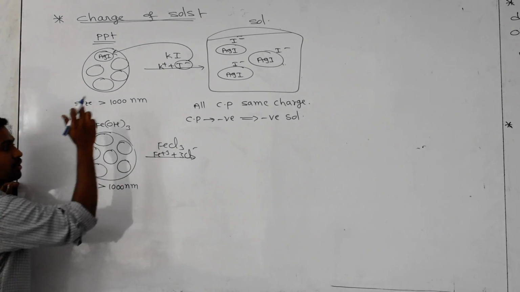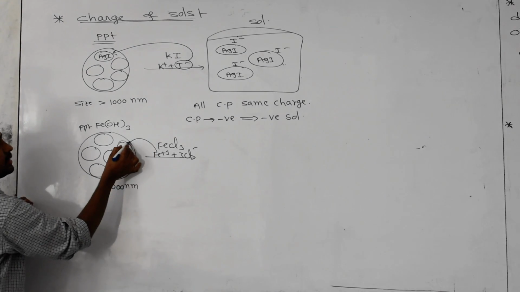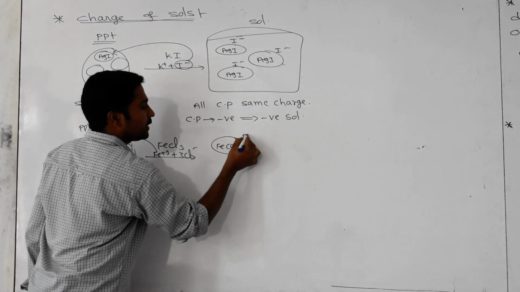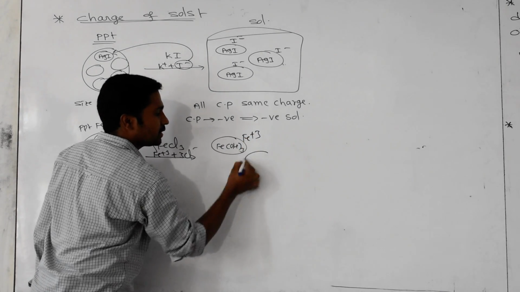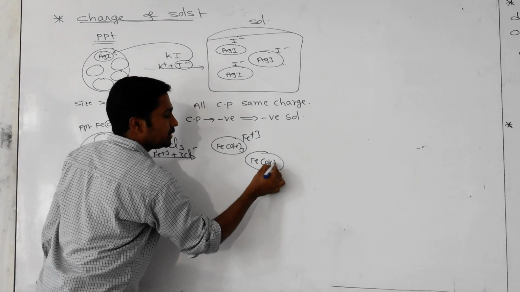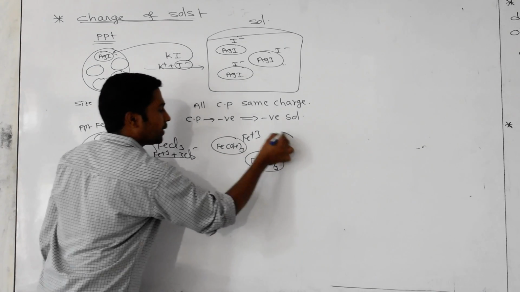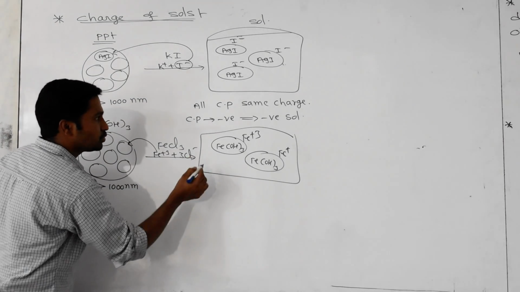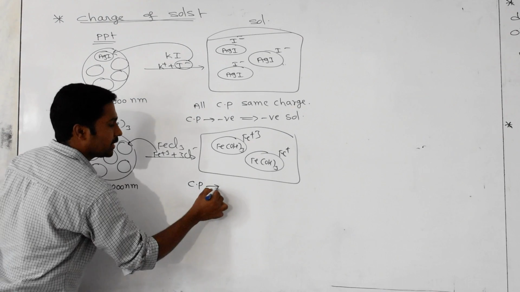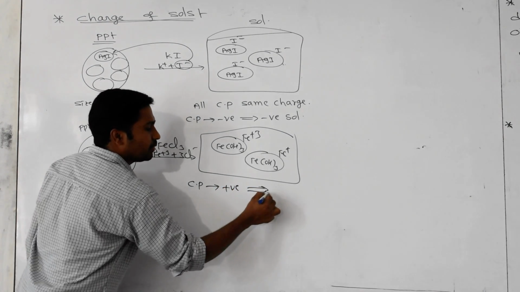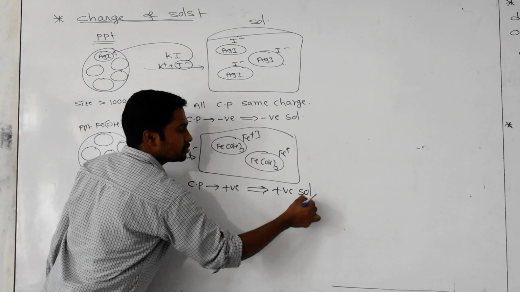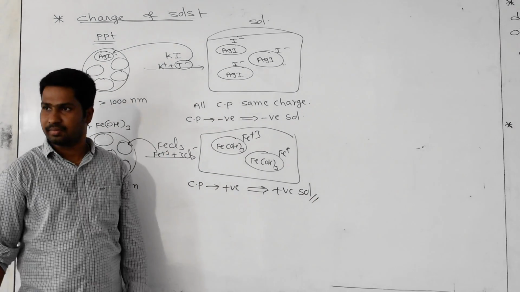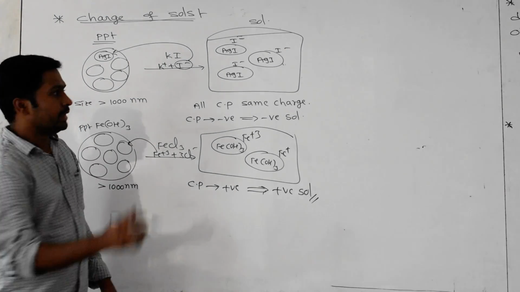Now which ion is sticking here? Fe3+. Yes or no? Like that, on all the Fe(OH)3 particles, Fe3+ ions are sticking on the surface. Then all the colloidal particles carry the same positive charge. That's why, if colloidal particles carry a positive charge, we call it a positively charged sol. There are no neutral sols. I already gave a very clear explanation for that. Is everyone clear? Yes.